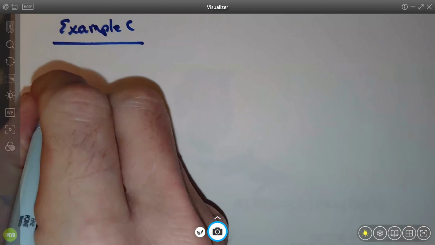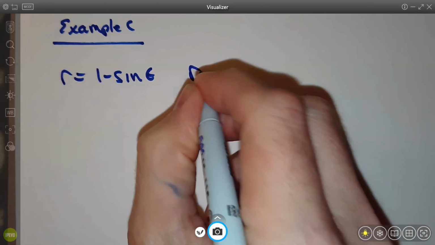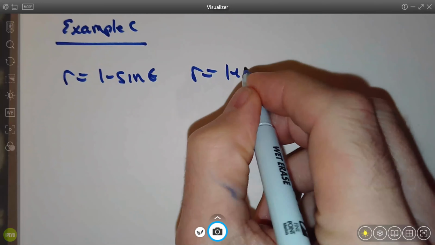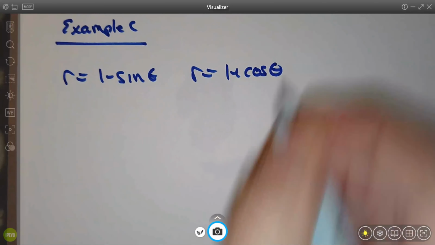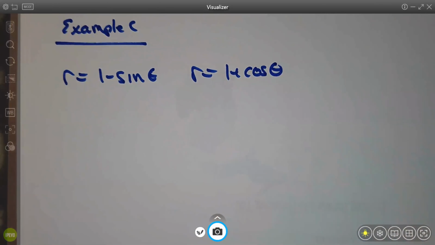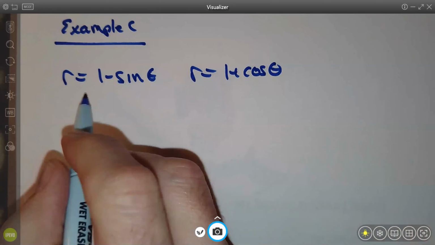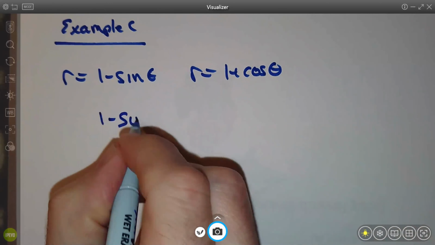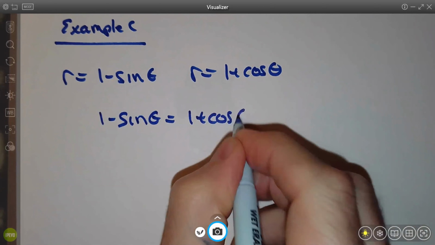We've got our two equations, r equals 1 minus sine of theta, and r equals 1 plus cosine of theta. These are cardioids. It's about as romantic as math gets. Actually, that's not true. There's some nice applications of math, including romance. But let's set these equal to each other and solve. So I get 1 minus sine of theta equals 1 plus cosine of theta.